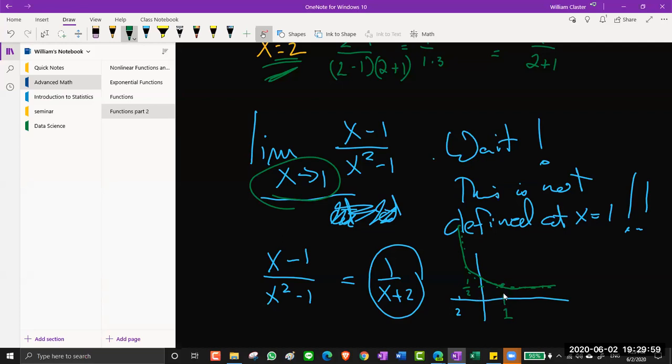Now the original function, this function, is not this. But it is this everywhere except at 1. So this function also looks just like this, except at 1. At 1, we have to draw a big circle there to say there's nothing there. It's not defined there. Whoops, I didn't mean to do that.